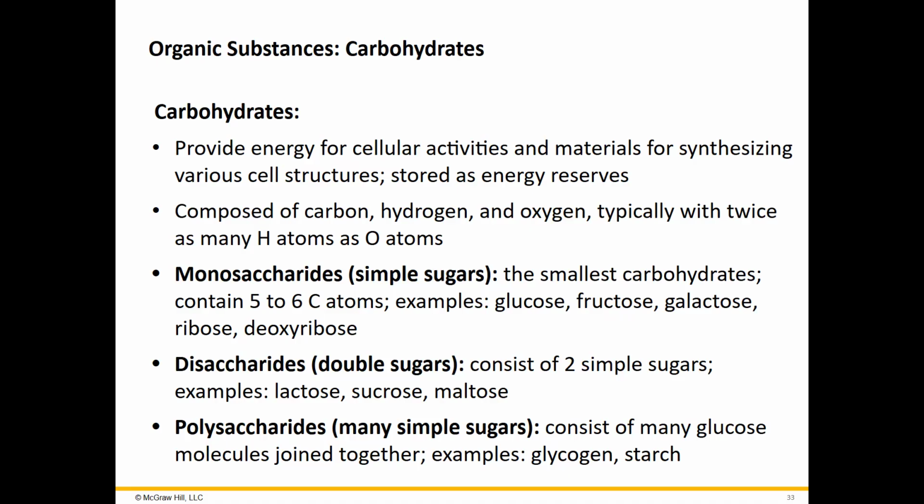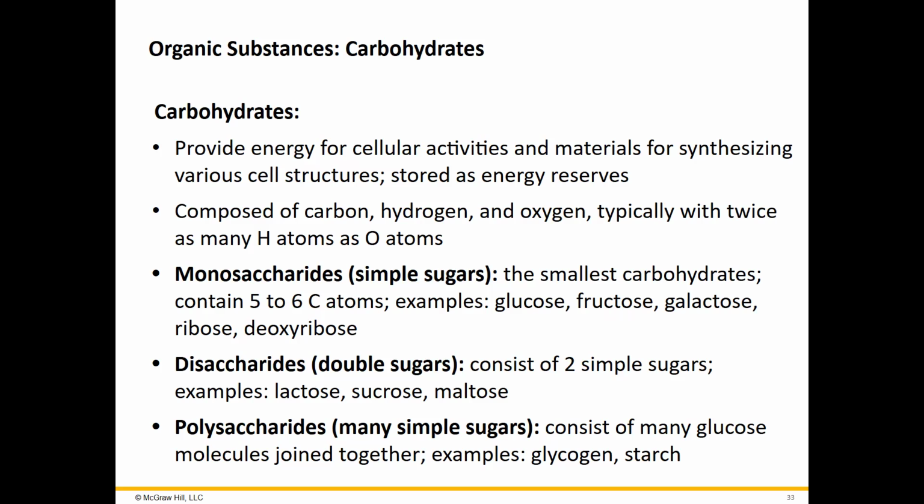Now let's talk about those all-important organic substances. These are what we call our macronutrients. They are the big things we bring into our body because they make our body run. There are carbohydrates, fats, proteins, and nucleic acids. Starting out with carbohydrates. What I want you to know is a carbohydrate provides energy. It provides cellular energy for synthesizing. It also stores energy, right? Carbohydrates are what we use to store energy.